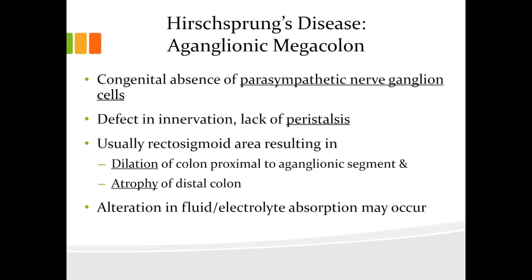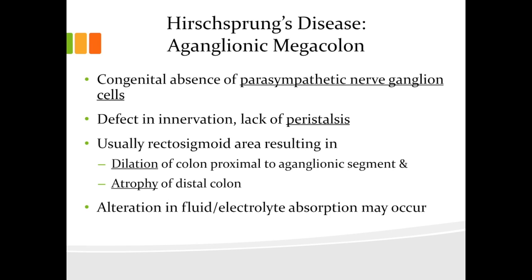When you look at the word mega, it means big, and colon means it affects the colon. So put that all together, you have no nerve turns into big colon. And that, in a nutshell, is what Hirschsprung's disease is. The children are lacking the parasympathetic nerve ganglion that promotes peristalsis. Therefore, they can't propel stool forward.